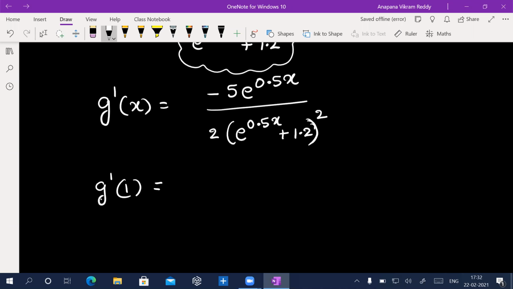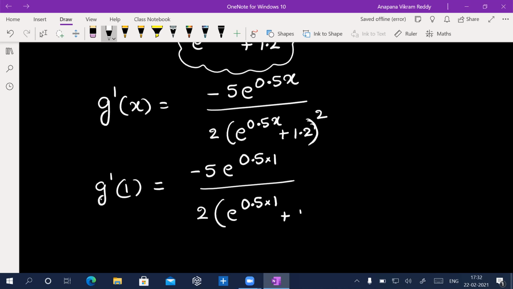So I take g prime 1. So minus 5 e power 0.5. I'll do it for the first one, and the remaining we can plug in like that: e power 0.5 multiplied by (1 plus 1.2) whole square. I just plugged in x equal to 1, nothing else. So if you do this, you must get minus 0.5079. Just confirm this.